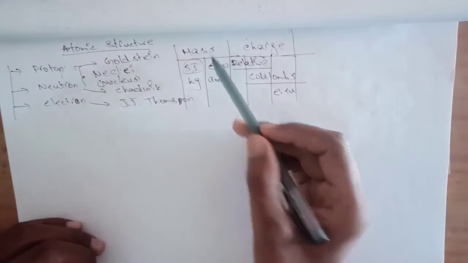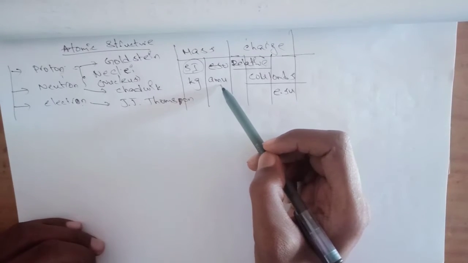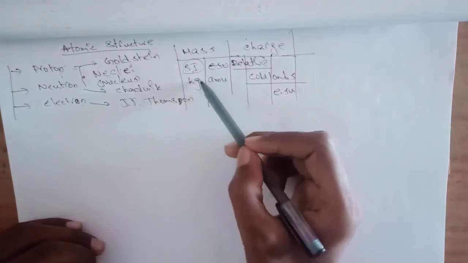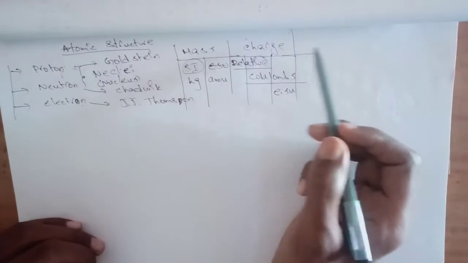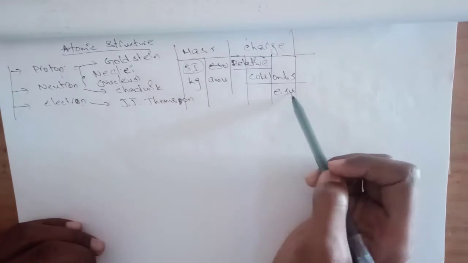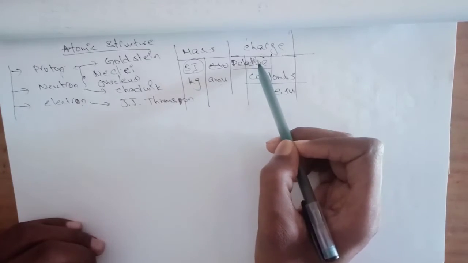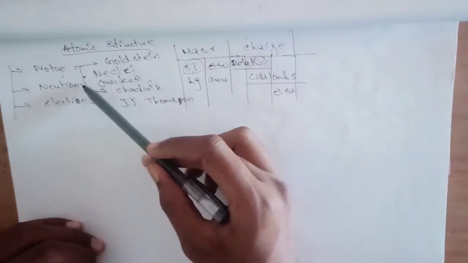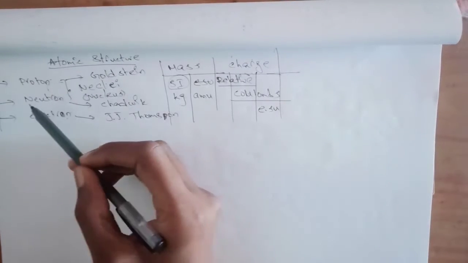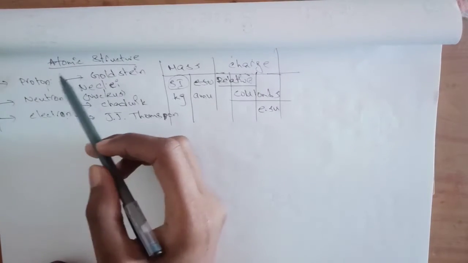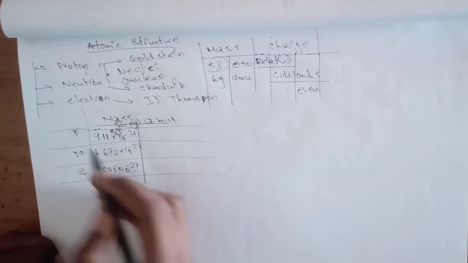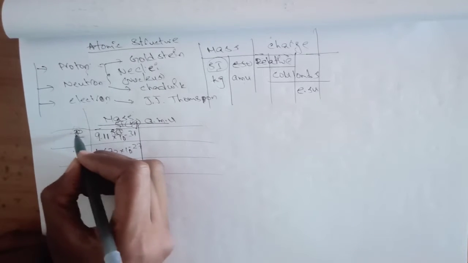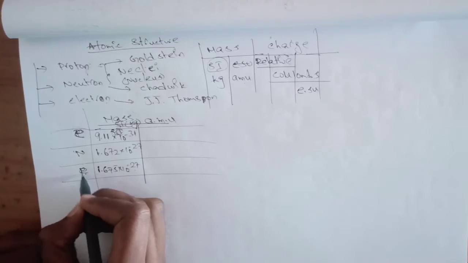Units: mass is defined in kilogram and atomic mass unit. Kilogram is the unit of the conventional SI system, and the charge is defined in terms of three things. One is relative charge, which is specified in terms of the neutron. How much charge is accumulated with respect to the neutron is defined as relative charge. This is the electron and this is the proton.